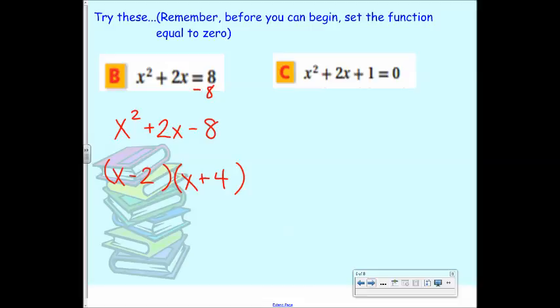Okay, so am I done or do I need an answer? How many answers? 2. What are they? Positive 2 and negative 4. Good. Why didn't I have to do any hard lifting there? Because there's no coefficient, so that one's easier. It's just simple, just do the opposite.